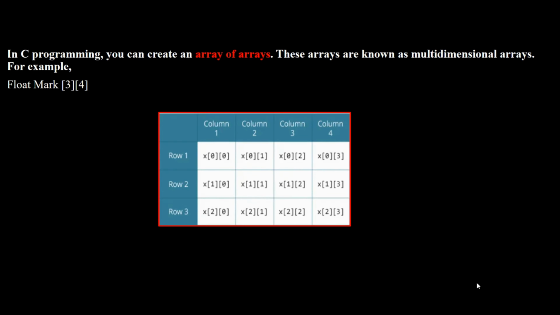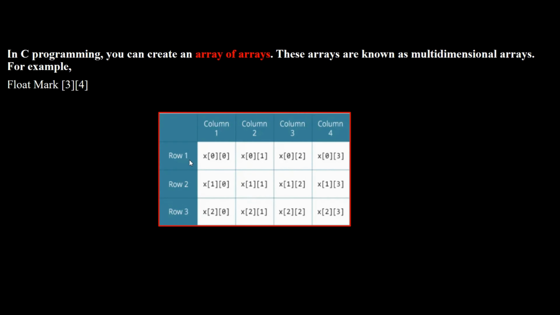So in C programming, you can create an array of arrays. These arrays are known as multidimensional arrays. For example, we have here our array with the name of mark. The type of the elements inside the array is float. We have 3 and 4. So this 3 is the number of lines and 4 the number of columns in each line. So we have here our multidimensional array. We have here 3 lines and we have here 4 columns.